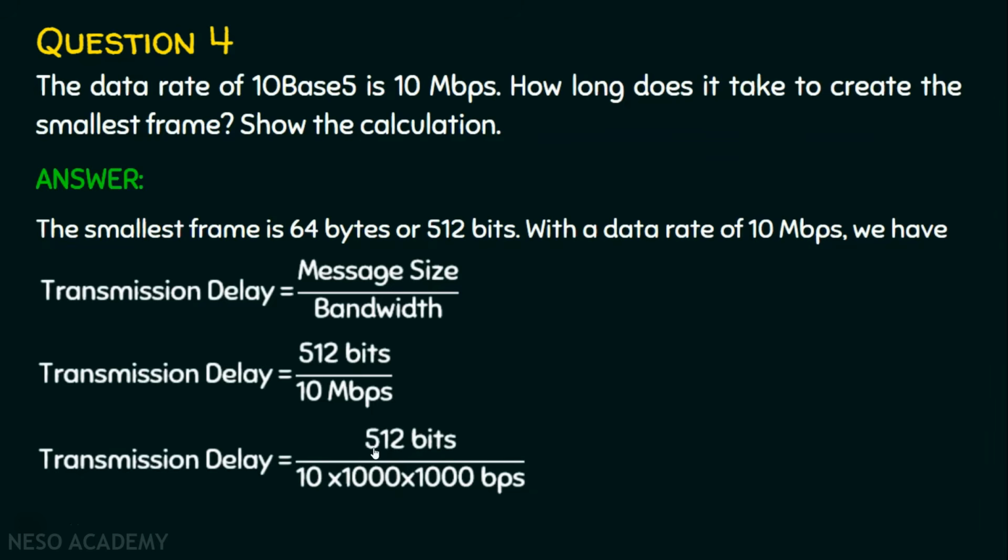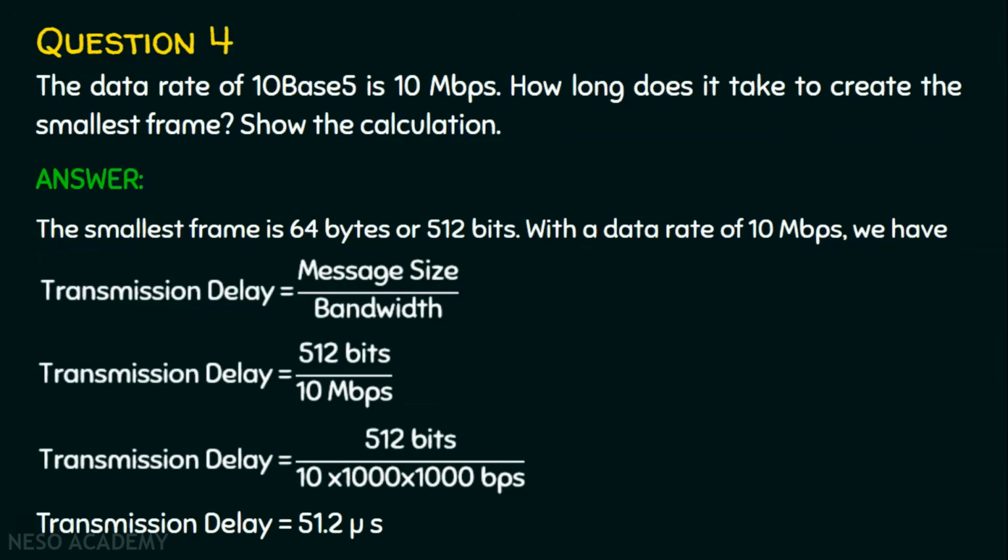So the transmission delay is 512 bits divided by 10 multiplied by 1000 into 1000 bits per second. Why? Because this entire thing is megabits per second, and this thing is kilobits per second, and this whole thing is megabits per second. When we simplify 512 divided by 10, we will get 51.2. And when we take this entire 10 power 6, that is 10 power 3 into 10 power 3, to the numerator, we will get 10 power minus 6. So 10 power minus 6 seconds means it's microsecond. So the transmission delay is 51.2 microsecond.